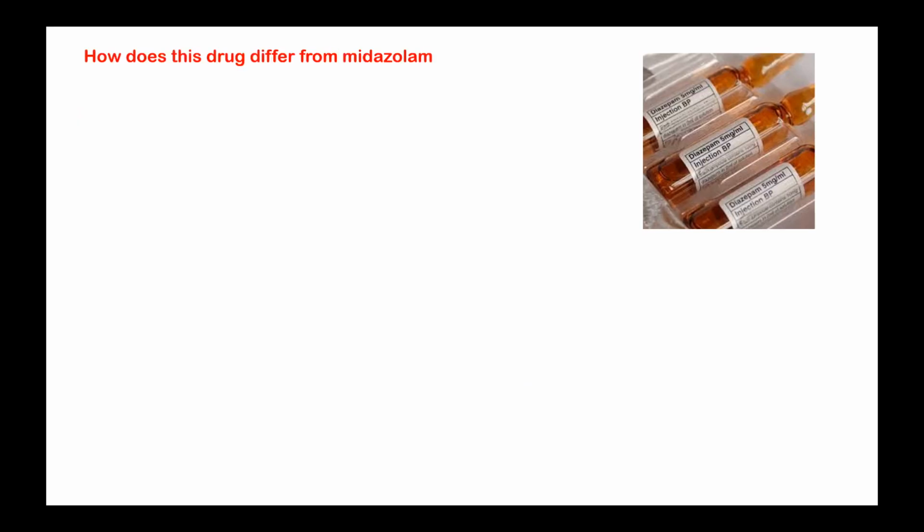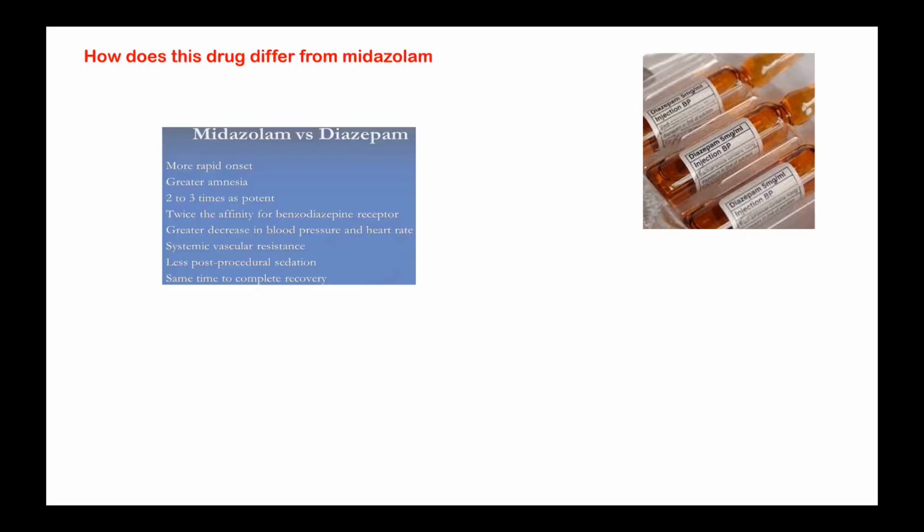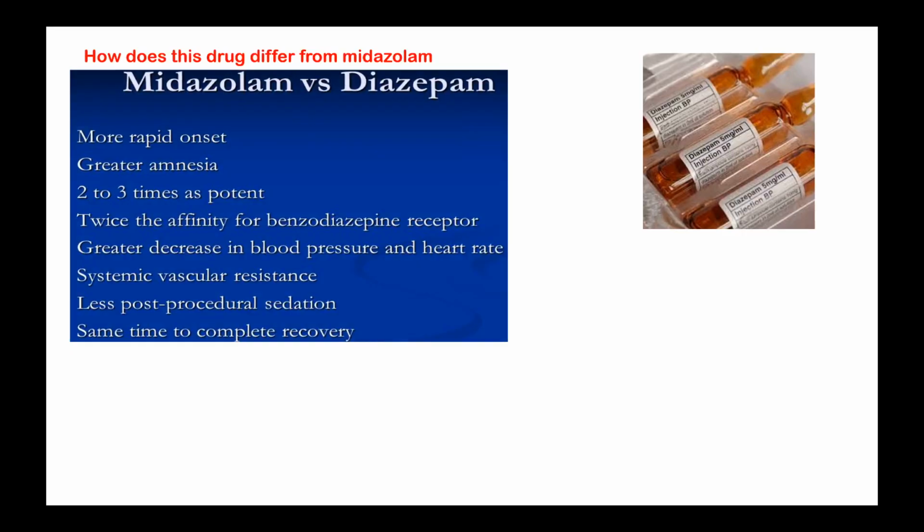How does this drug differ from midazolam? Longer acting. Midazolam has more rapid onset, greater amnesia, 2 to 3 times potent, twice the affinity for the benzodiazepine receptor, greater decrease in blood pressure and heart rate. The systemic vascular resistance is maintained, less post-procedural sedation, same time to complete recovery.